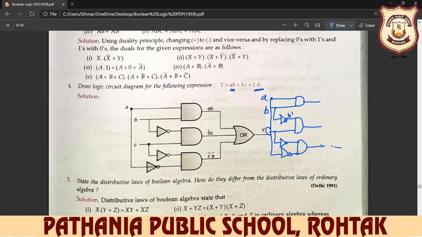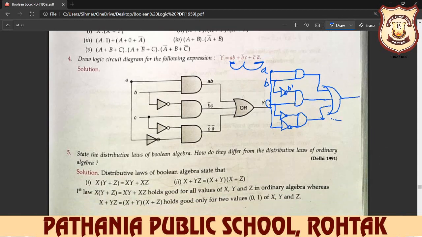Now you see AB plus B complement C complement plus CA, plus is here, so we need the OR gate. So you just draw here like this and you make the OR gate. You input three things but the output is single. Clear? Next question.